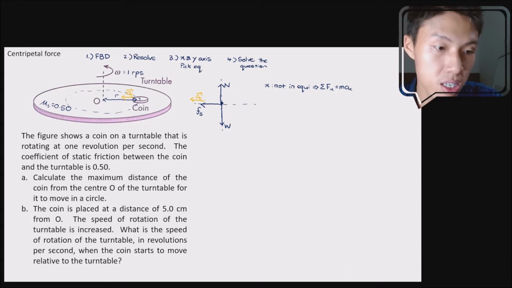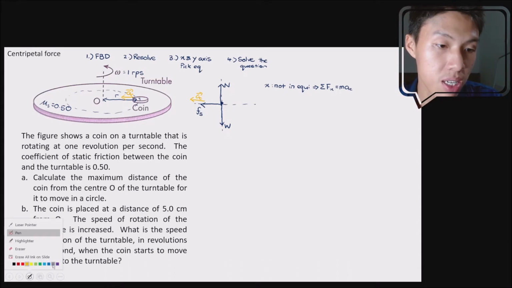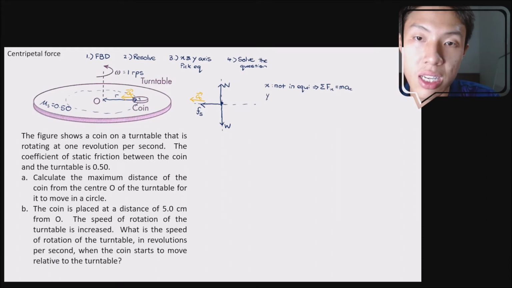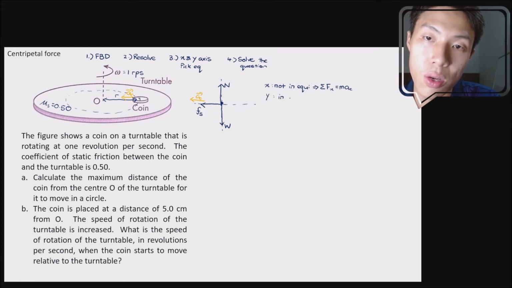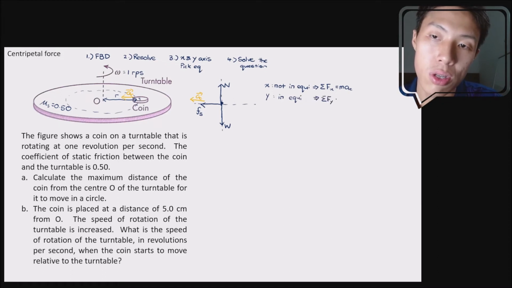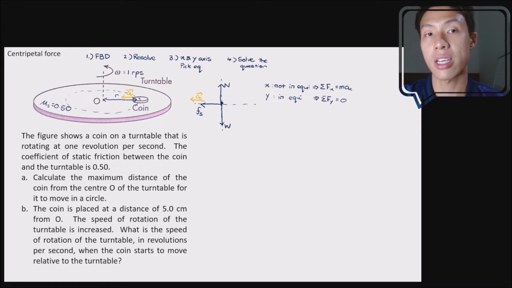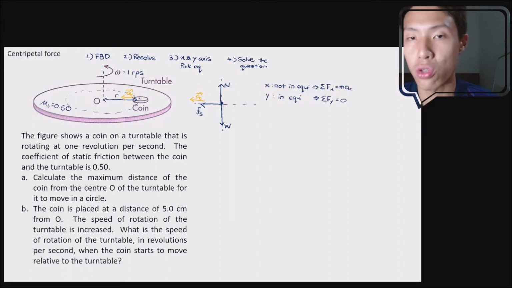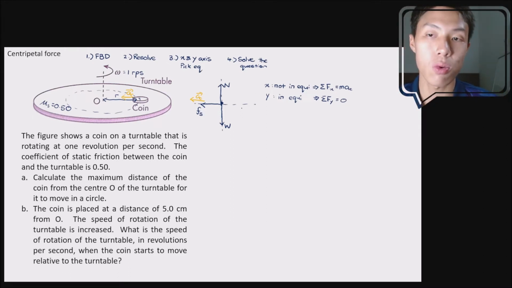Because along the y-axis the coin is at rest, we can say that along the y-axis it is in equilibrium. So we are going to analyze the y-axis using sum of Fy equals 0. All these are based on Newton's first law and second law that we discussed in dynamics of linear motion. Once we pick our equation, we can move on to solve the question.